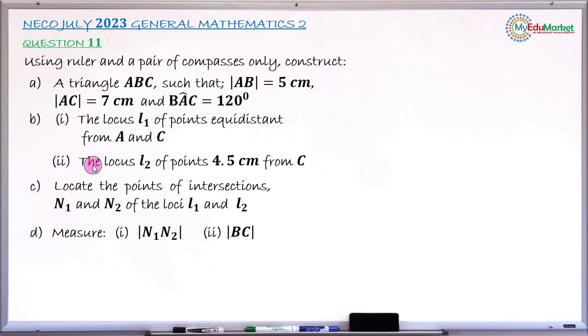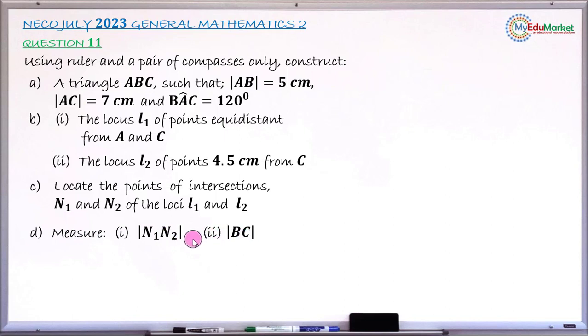Then Roman 2, you are asked also to construct another locus called L2, and that locus L2 is the locus of points which is 4.5 centimeters from the point C. And question number C asks to locate the points of intersection, and those points are called N1 and N2, the points of intersection of L1 and L2. And the last question, D, you are asked to measure the distance from N1 to N2 and the distance from B to C.